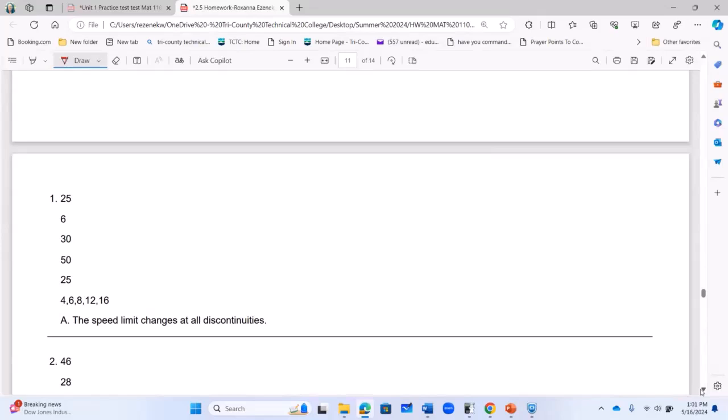Okay. And this is a fast track class, so we take a test every 1 week. Our first test will be on the 20th. We started on the 13th.